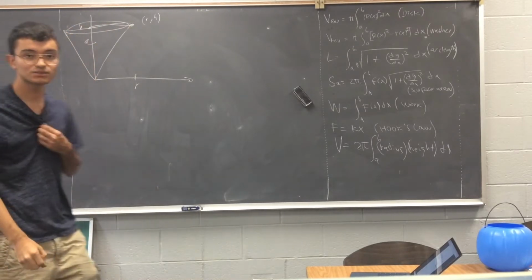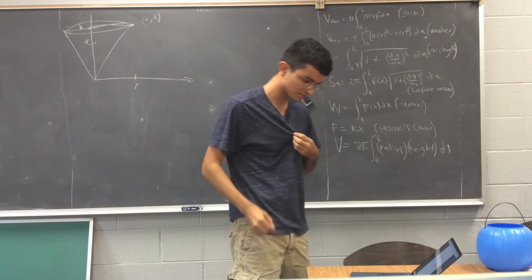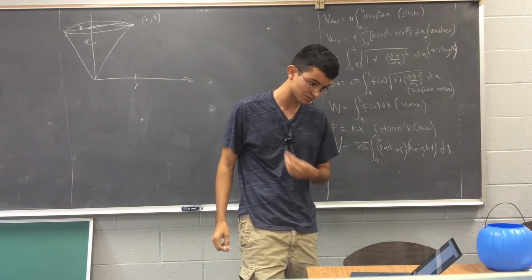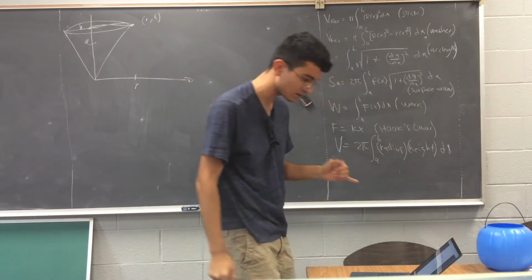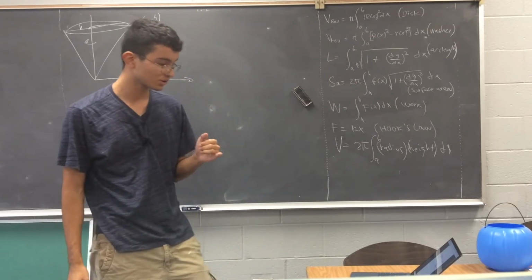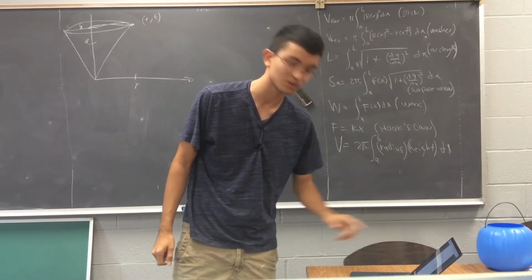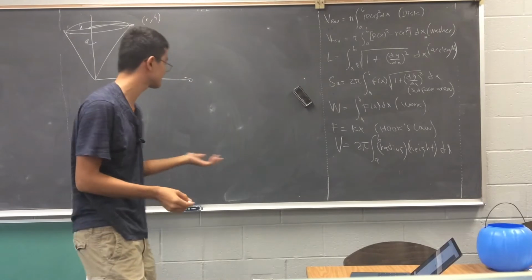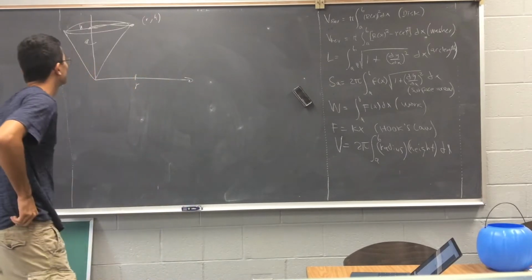Good. And then we're asked to find the volume of the cone in terms of r and h using either the shell method or the cross-section method, which is essentially just the disk method. All right, so let's see what we can do.